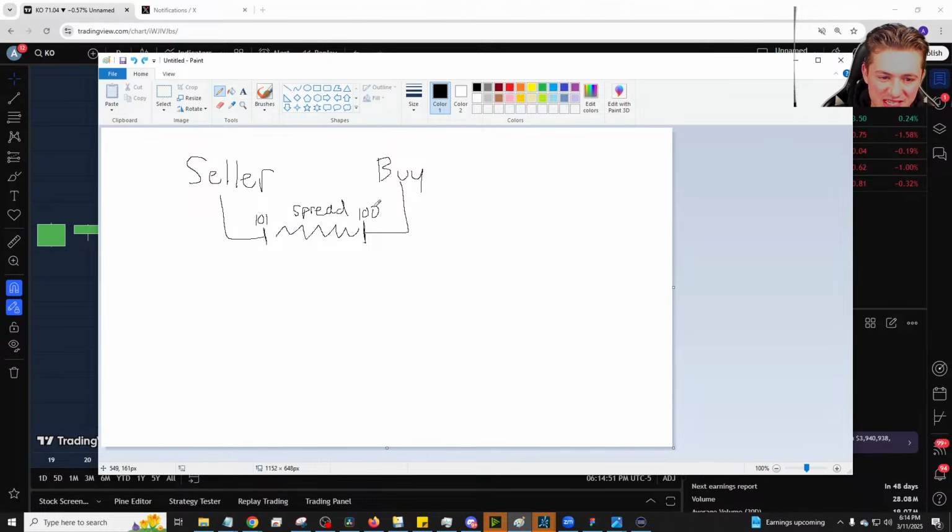We can also have it where the seller, if they're more aggressive, will hit the bid. So they're going to cross the spread. Instead of trying to sell at 101, they're going to say, yep, $100. I want out. I'm going to sell you all my stuff at $100. And this is what causes stocks to go up and down.